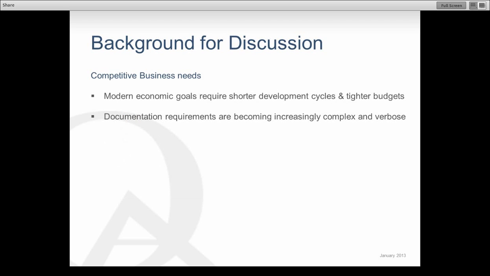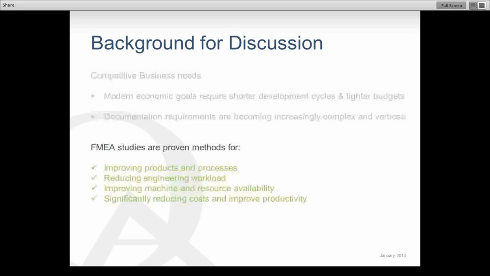A little bit of background about the discussion and why we're meeting today. In terms of our modern goals that we need to achieve, we have shorter development cycles and tighter budgets. We also have to meet more stringent documentation requirements. So, in addition to having the tighter timeframes, we have to do more documentation work around that, and that can be very complex and verbose and quite frankly confusing. And that's where efficient FMEA is most effective and most important.